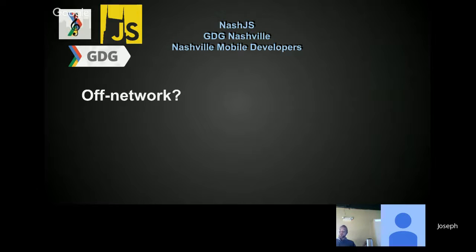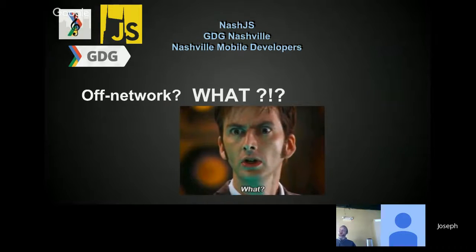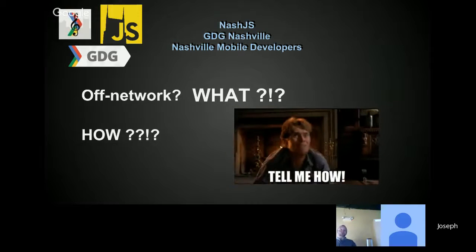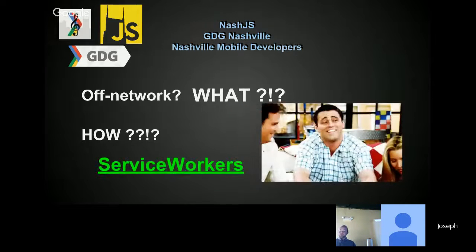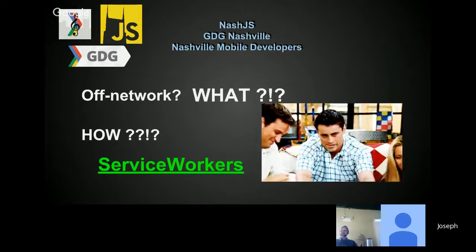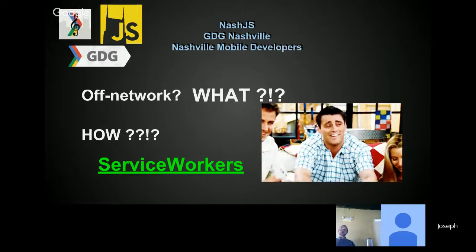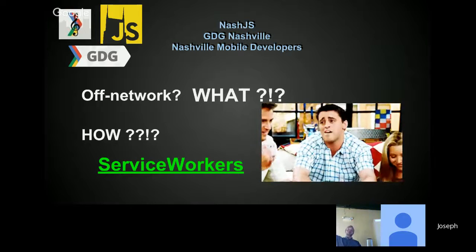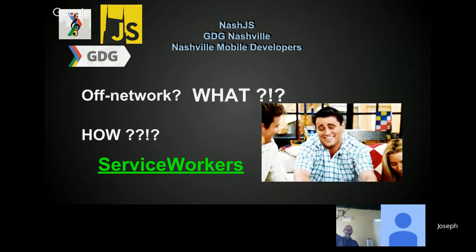And this is my favorite slide from the presentation I gave, so I had to. This is why I'm actually showing it. Off network, what? And the answer is, the question is how. Of course you want to know how. The answer is service workers. And when I showed that slide at Nash.js and said, okay, how many people are working with service workers right now? I got one.